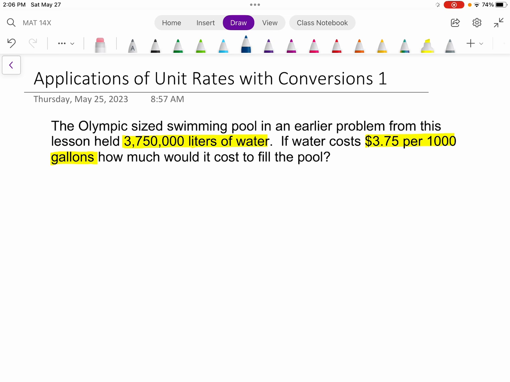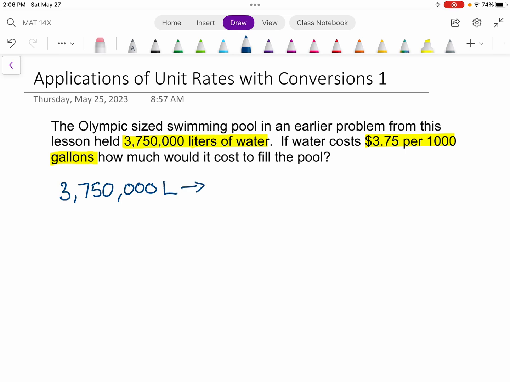Now, there are a few issues here. One, the volume of our pool is measured in liters, but our cost is measured in gallons, and specifically in thousands of gallons. So we have two conversions we're going to need to deal with here. The first is that I want to turn my liters into gallons. So I have that 3,750,000 liters, and I want to turn that into gallons.